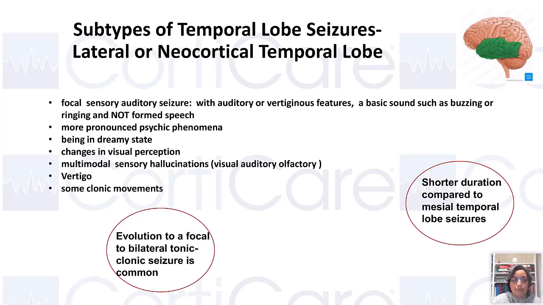They are having focal temporal lobe seizures, but they are not able to explain because it's more of a psychic phenomena. Patients complain of being in a dreamy state. There is change in visual perception, and there are multimodal sensory hallucinations. Some patients feel vertigo, and there are some clonic movements. Evolution to focal to bilateral tonic-clonic seizure is common. If the seizure is originating from the temporal lobe, chances of it spreading to the frontal lobe or the motor cortex are higher compared to seizures coming from the deeper areas. However, these seizures are of shorter duration compared to the mesial lobe seizures.